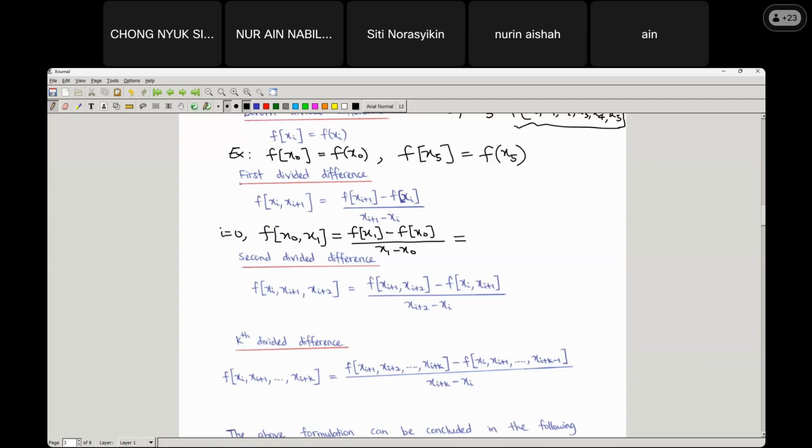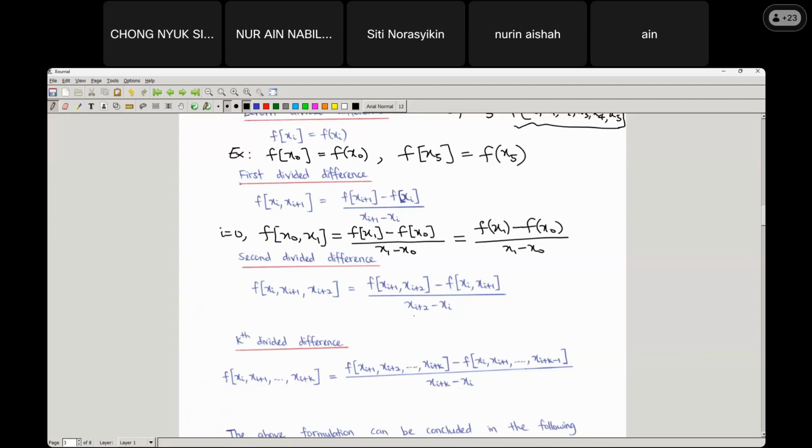This is equivalent to, because this is a zero divided difference, right? So the zero divided difference, I can write it using the round bracket. So f(x1) minus f(x0) divided by x1 minus x0. Okay? Now, for the second divided difference, we have xi, xi+1, and then xi+2. So the formula will be f[xi+1, xi+2] minus f[xi, xi+1] divided by xi+2 minus xi.